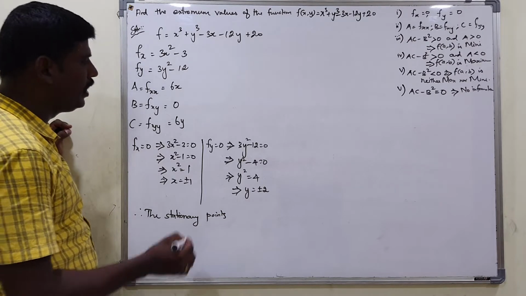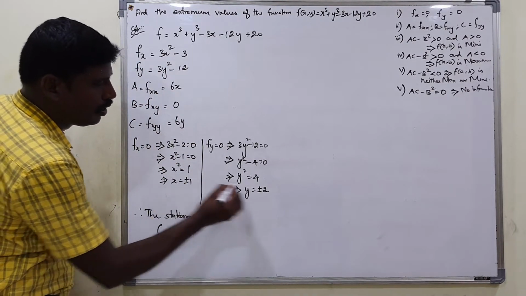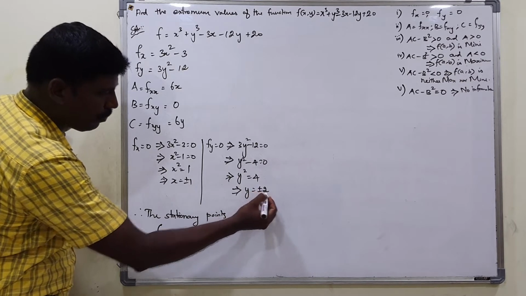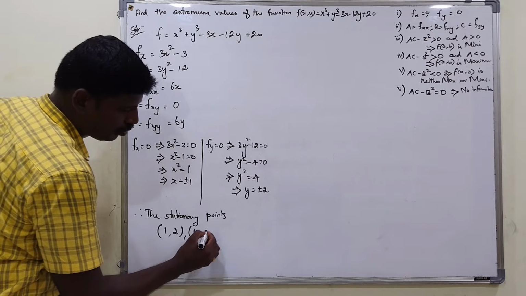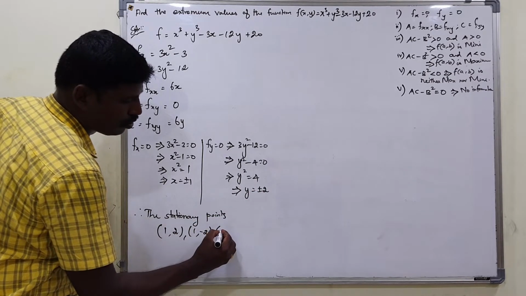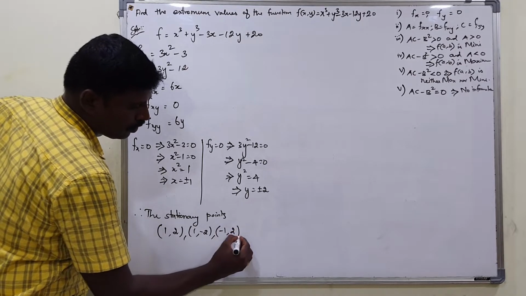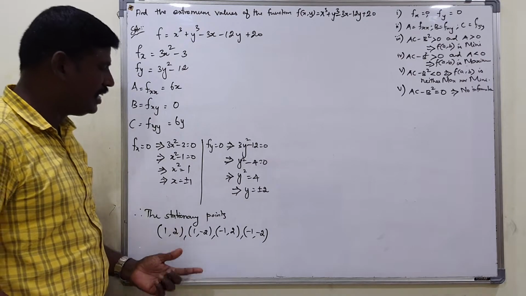Stationary points are obtained by equating fx and fy to 0, isn't it? Taking x = 1 and combining with y = +2 and -2, we get (1, 2) and (1, -2). Same like that, taking x = -1 and combining with +2 and -2, we get (-1, 2) and (-1, -2). So these 4 points are called stationary points.